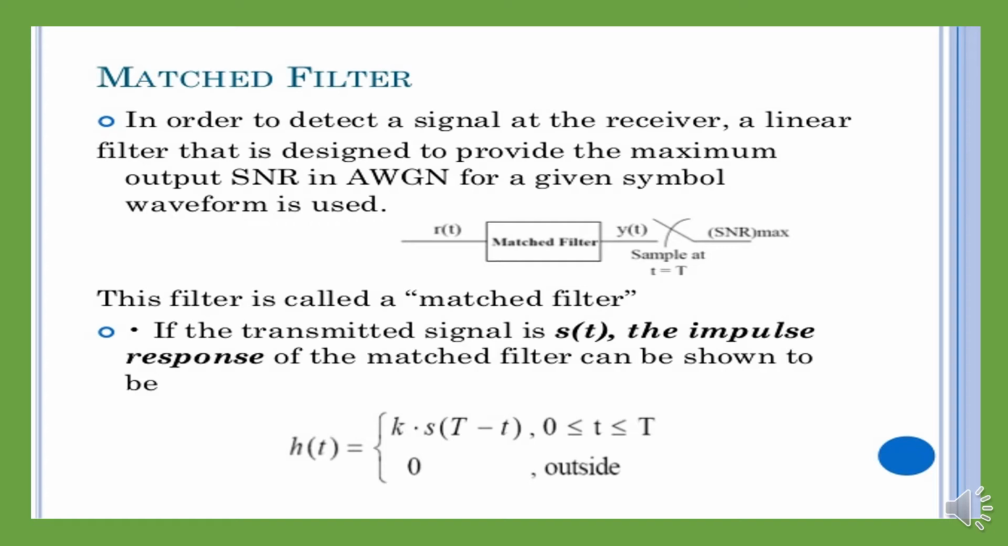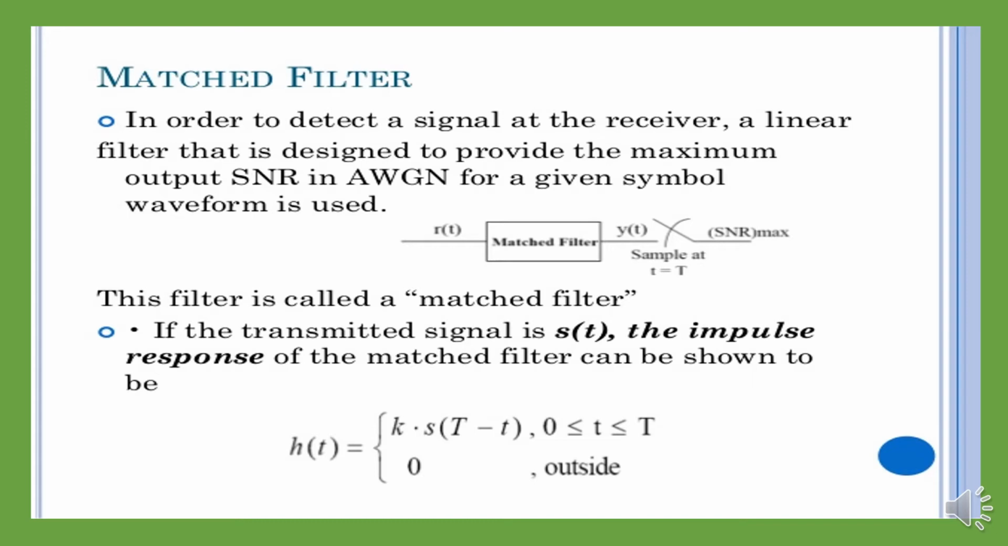In order to detect a signal at the receiver, a linear filter that is designed to provide the maximum output signal to noise ratio in the additive white Gaussian noise for a given symbol waveform is used. For example, the received signal r(t) is passed to the matched filter. It produces the output y(t). The y(t) is given to the sample and hold circuit. It is sampled at the time t equal to T. So this produces the output signal with a maximum SNR. This filter is called a matched filter.